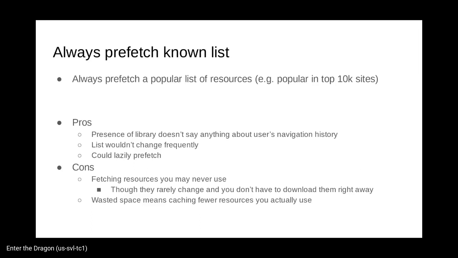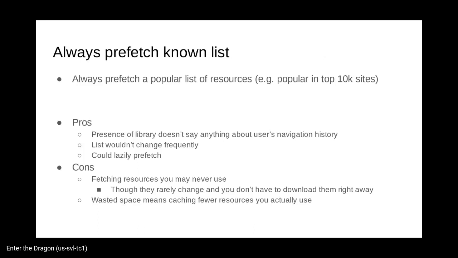Another option would be we always prefetch a known list. This could be built organically, like popular requested libraries. And this means that the presence of a library doesn't say anything about the user's navigation history. We don't even necessarily have to prefetch the resources up front. It could just lazily fetch these resources. And so when you get a cache hit, it may have been prefetched by the browser. It may have been the user navigating to another site, but you don't really have any signal either way.